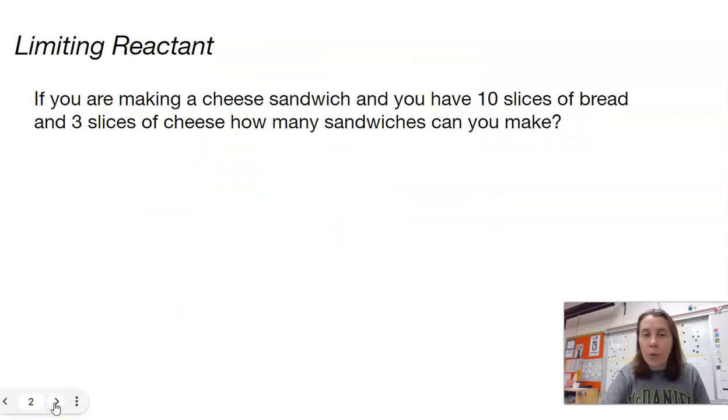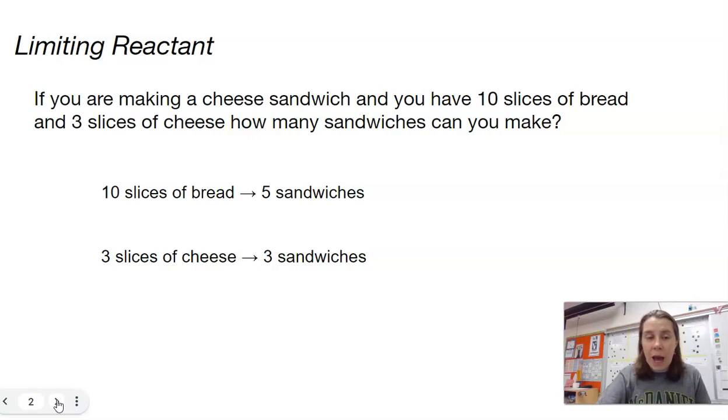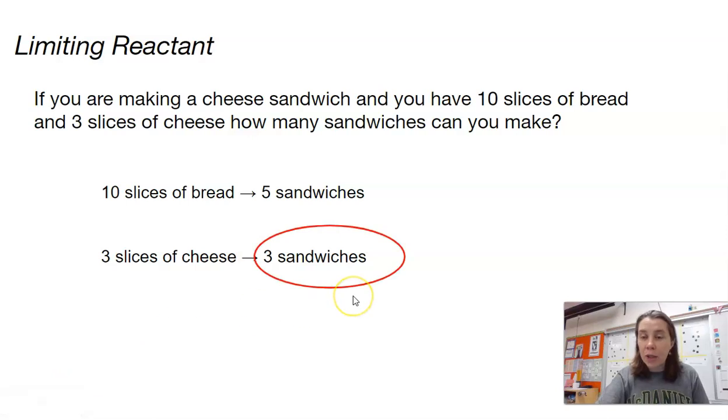As an example, we did this a little bit with the s'mores as well, but we'll go back to the cheese sandwich example that I've been using. If you're making cheese sandwiches, and you have 10 slices of bread and 3 slices of cheese, you can make 5 sandwiches from your 10 slices of bread, and you can make 3 sandwiches from your 3 slices of cheese. So your limiting reactant here is going to be the cheese. That's going to run out before you get to 5 sandwiches. So our theoretical yield, the amount we should be able to make with the reactants we're given here, is 3 sandwiches, and our limiting reactant would be the cheese.